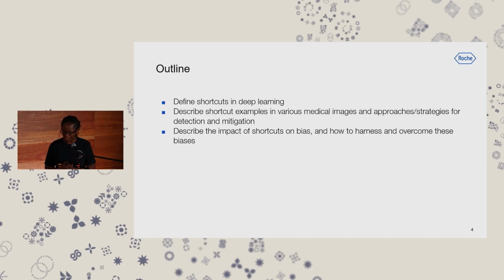And AI has the same behavior, and so I'm going to talk about shortcuts, what they are, and give you some examples, and then end up talking about their impact on bias and how to overcome them. I'm very passionate about this topic, so I can speak very, very fast. Please give me a sign if it's too quick, because I will repeat and just say the big takeaways.